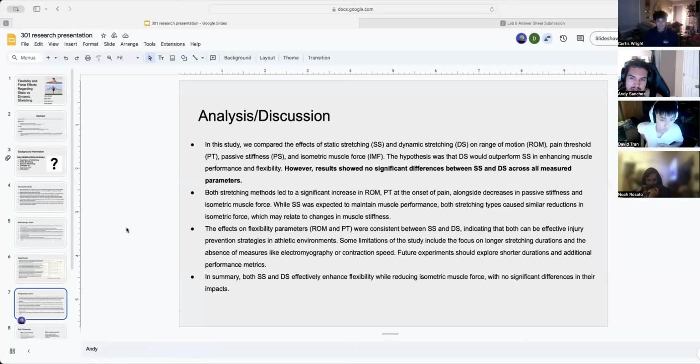So the discussion in this study, as we mentioned before, we compared the effects of static stretching and dynamic stretching on range of motion, pain threshold, passive stiffness, and isometric muscle contraction. The original hypothesis was that dynamic stretching would outperform static stretching in enhancing muscle performance and flexibility. However, the results showed no significant difference between static stretching and dynamic stretching across all measured parameters, at least not to the point where you can definitively say one is better than the other.